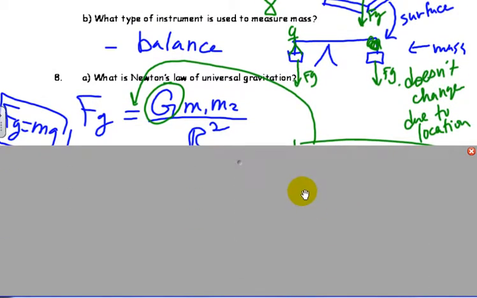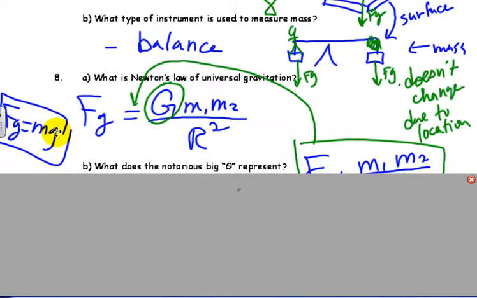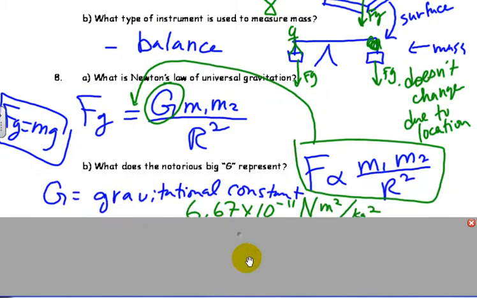Okay, Newton's law of gravitation. It's similar to F net equals ma or Fg equals mg, but we're taking a look at the two masses involved. So we're looking at the attraction between two masses, the distance of their separation, actually the square of their distance of separation, and big G here, which really is a constant.